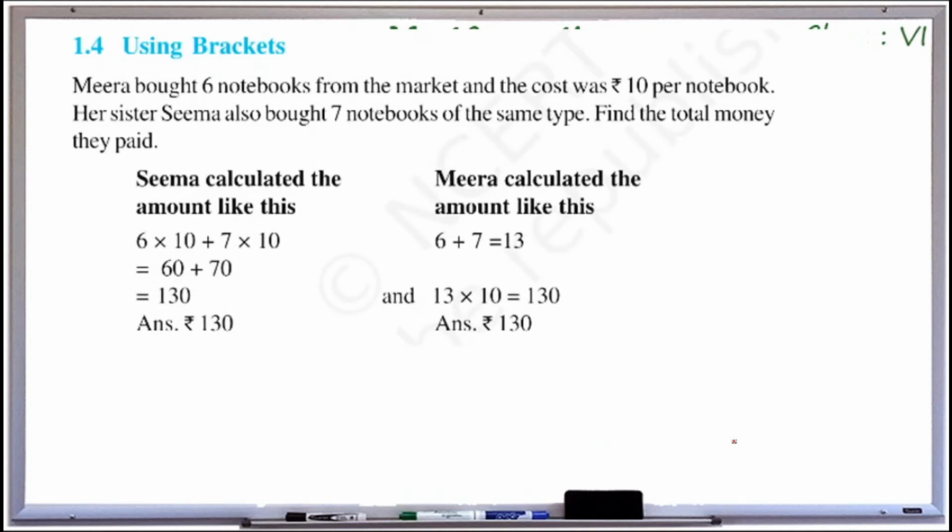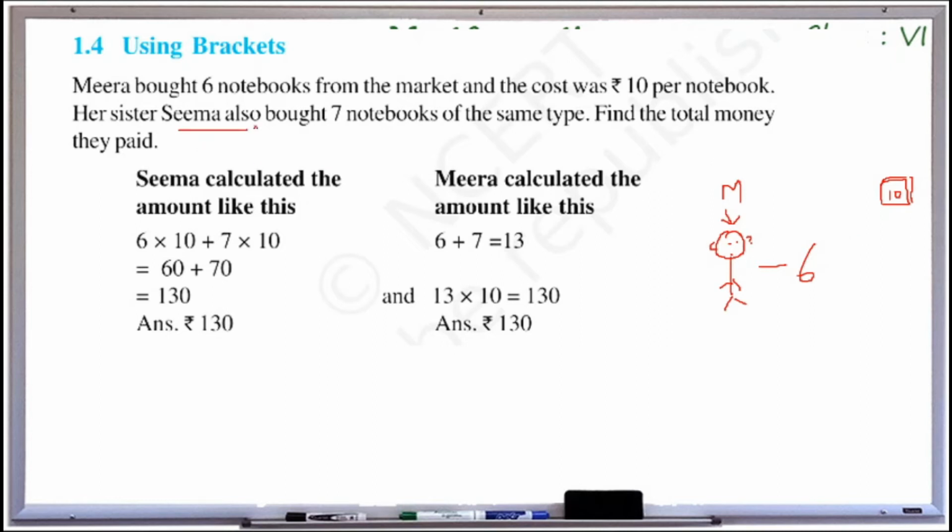Now read this. Meera bought 6 notebooks from the market and the cost was 10 rupees per notebook. So here we have one friend, Meera. Meera bought 6 notebooks from the market and the cost of a notebook was 10 rupees.